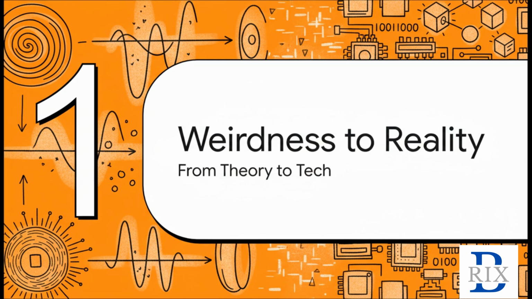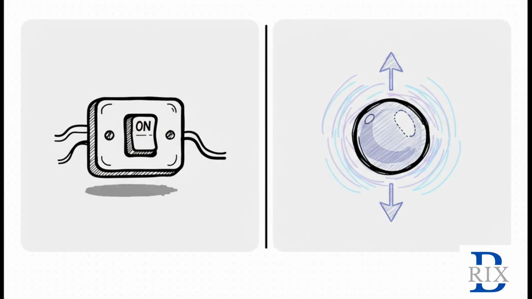Okay, first up, let's start with the absolute heart of any computer, the bit. Because this is where you'll see the first huge difference between the computers we use every day and this strange new world of quantum computing. So your phone, your laptop, they all run on classical bits. The easiest way to think about them is like a simple light switch. They're either on or they're off, a 1 or a 0. It's a definite, straightforward state.